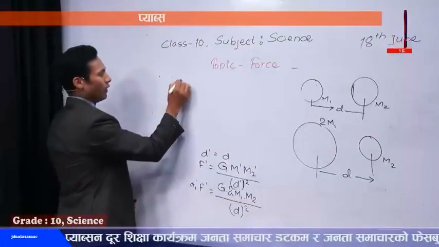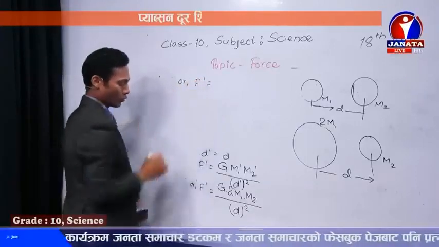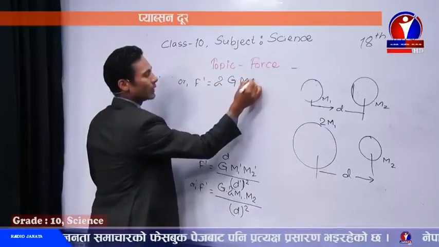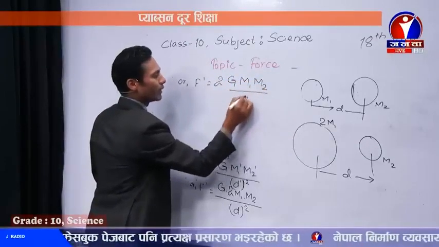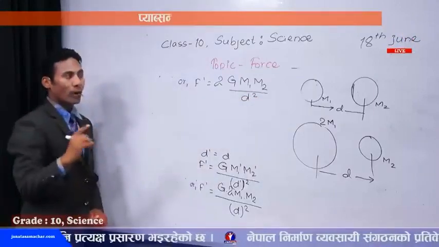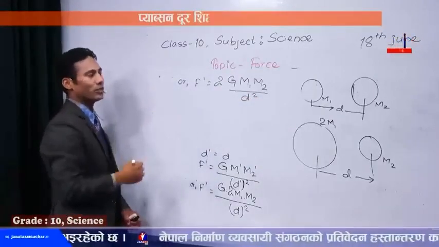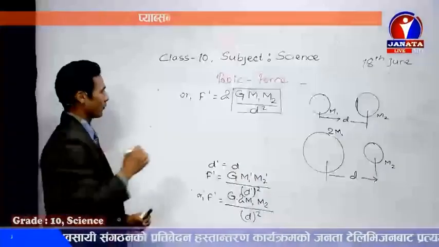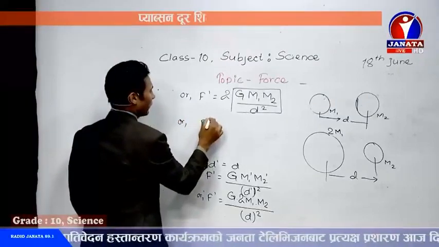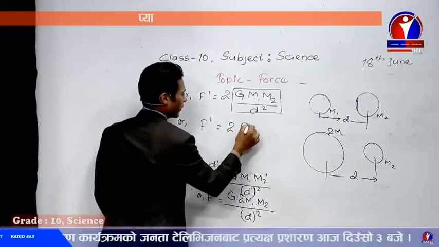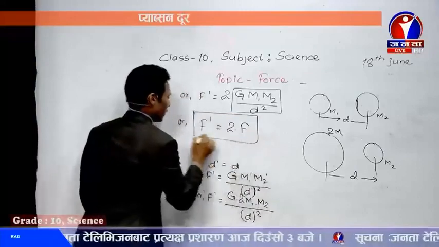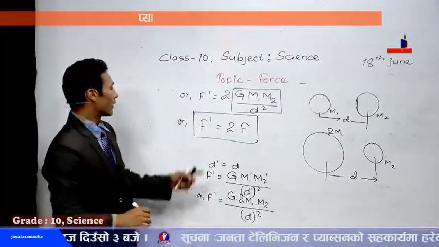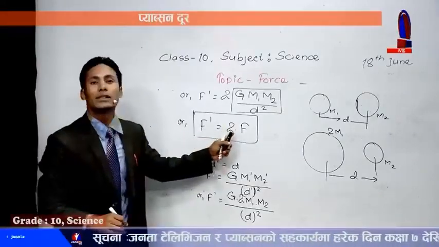Okay, so F dash equals, now let's simplify this. This is 2G m1 m2 by d square. The first equation that we have written previously is exactly equivalent to the force F, so we can replace this. F dash equals twice of F. So when one of the masses is doubled, the gravitational force also gets doubled.